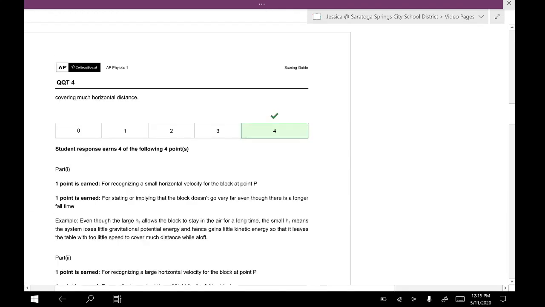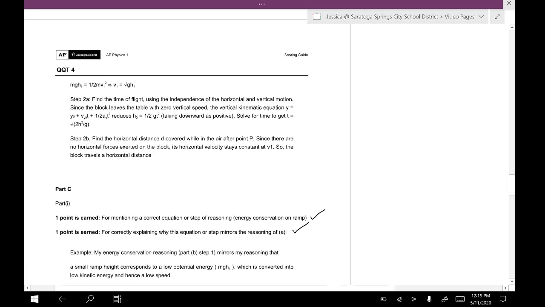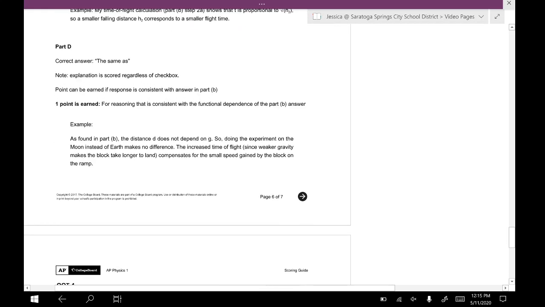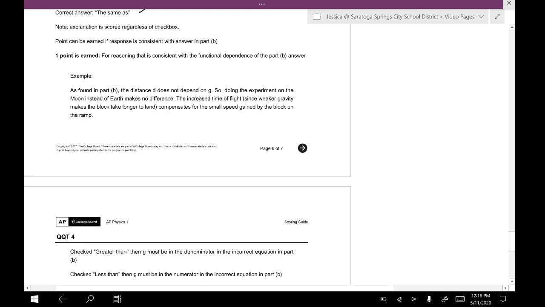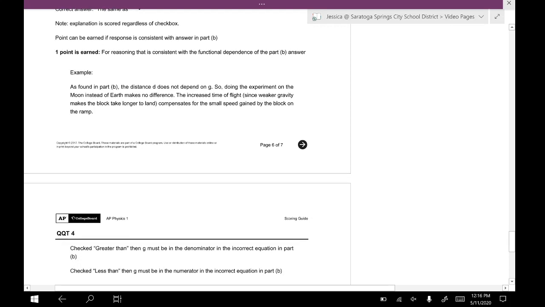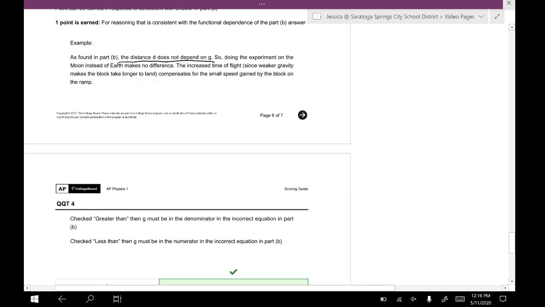Let's check my points for that. All the way down at the bottom. So I get 1 point for reasoning that is consistent with the functional dependence of part B. So basically, you could get this question right even if your equation was wrong, as long as you answered based on your equation. Okay, but really, it should be the same as, okay? And your reasoning should be that distance does not depend on g, so doing the experiment on the moon instead of Earth makes no difference.